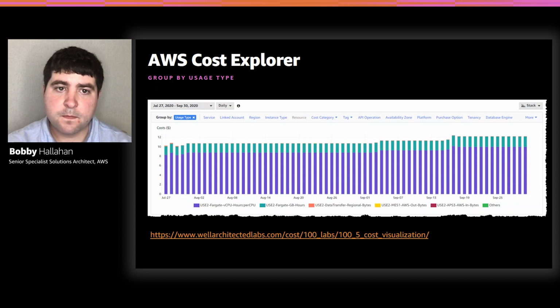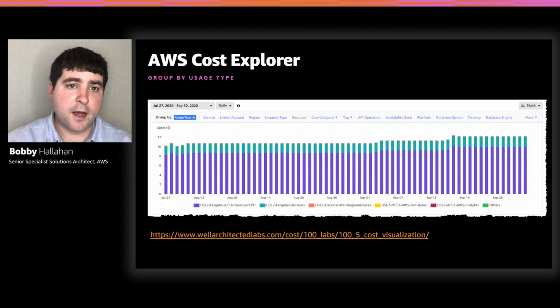down on these costs. Of course, you'll notice at the bottom of the slide, we also have a link to a well-architected lab on using and visualizing costs in the Cost Explorer. If you're new to the Cost Explorer, or if you'd like to learn more about it, please feel free to go ahead and check out that link.